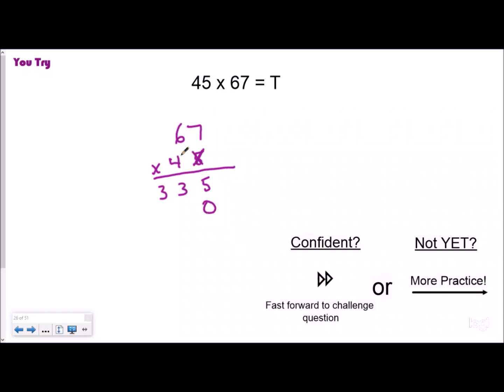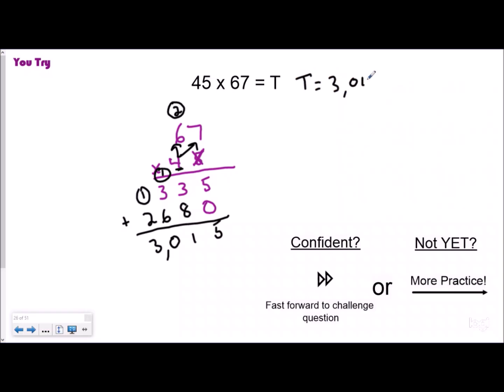So now I multiply my digit in my tens place. I always go right to left. So 4 times 7 is 28. Carry your 2, regroup it. 4 times 6 is 24, plus 2 is 26. And you add your 2 products together. 5, 11, regroup, 10, regroup, and 3. So your product, T, is going to equal 3,015.